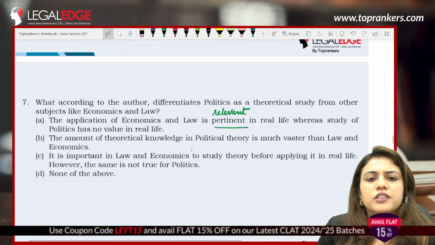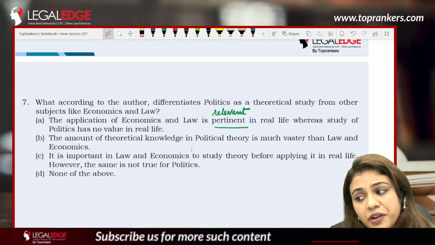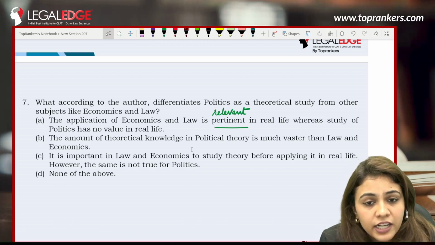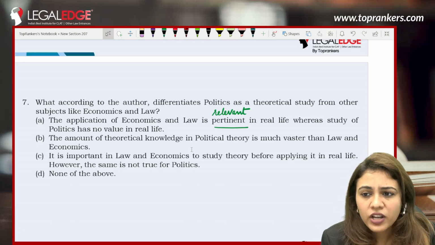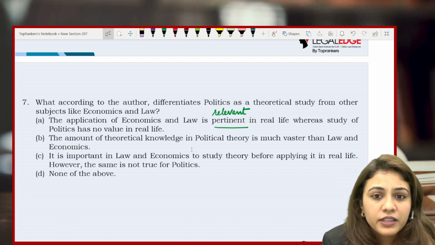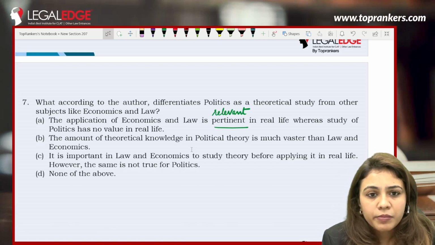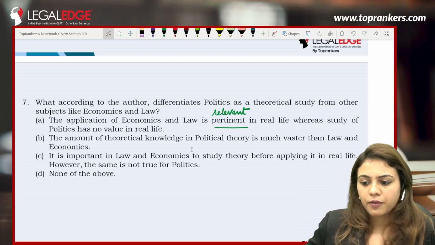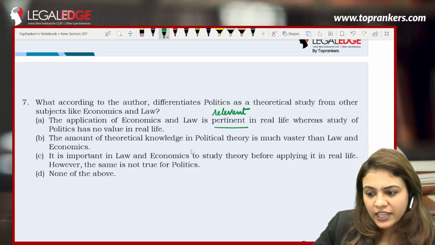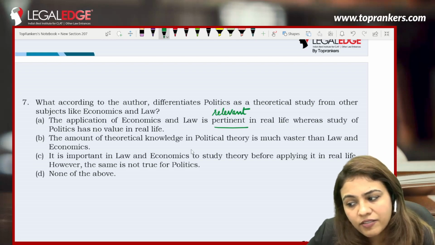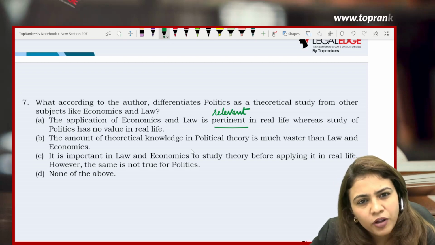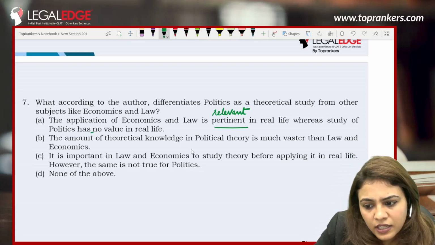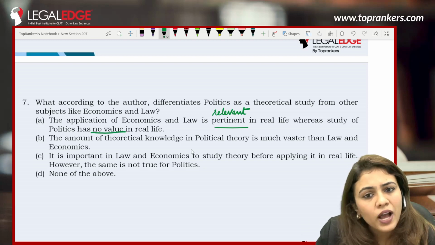What, according to the author, differentiates politics as a theoretical study from other subjects like economics and law? So, in the beginning, the writer does compare it to economics and law, and he says that कि इसमें हमें theory पढ़ के we can easily implement the theory in practical purposes. But the thing is, if you see option A, which many people chose by the way, the application of economics and law is relevant in real life. क्या ऐसा है क्या कि पॉलिटिक्स की जो थियोरी है वो रेलेवेंट ही नहीं है रियल लाइफ में? Because you can see it's written here, politics has no value in real life.